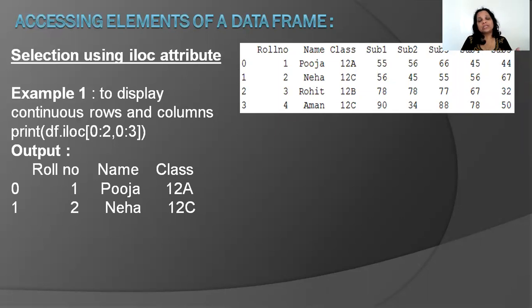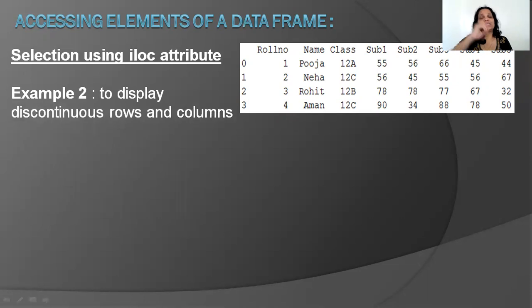In iloc, if you're using the slicing method, it starts where you said, but it will stop at 1 before the end position. That's the reason 0:2 did not give me rows up to 2, it only gave me up to 1. And 0:3 only gave me the 0th column, first column and second column, which is roll number, name, and class in this scenario. Clear?